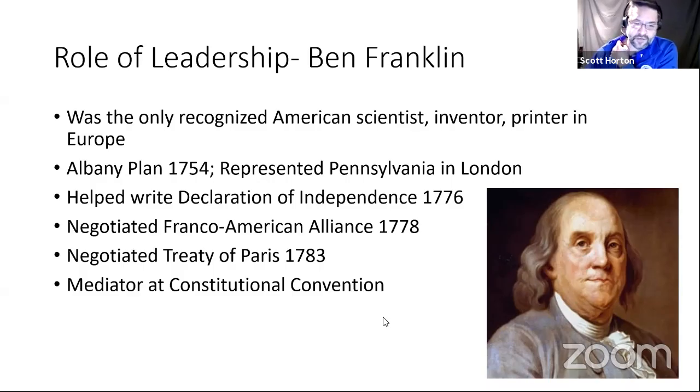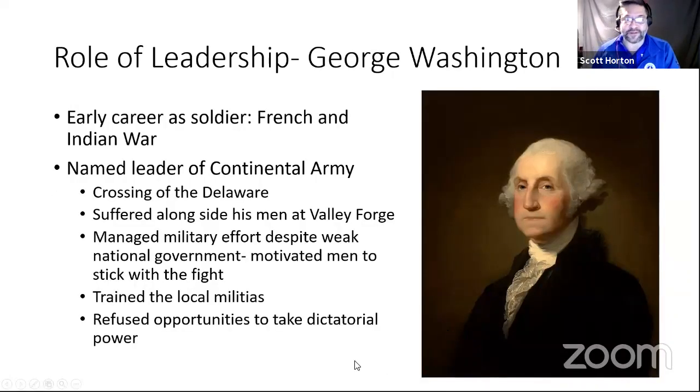He's on the committee to write the Declaration of Independence. He negotiates a treaty to get France to help the colonists during the Revolution. He negotiates the Treaty of Paris of 1783, which ends the American Revolution. And he actually goes to the Constitutional Convention as well, and serves there in a role really of trying to help people find the middle ground between extreme positions. And one could argue that we need a Ben Franklin these days in our politics.